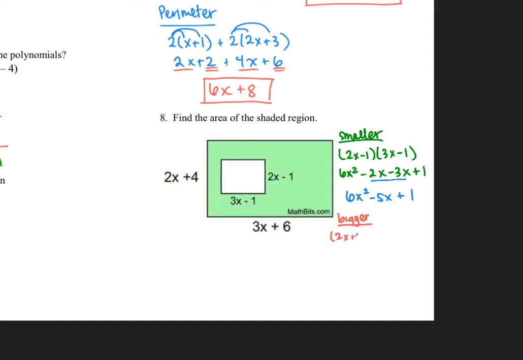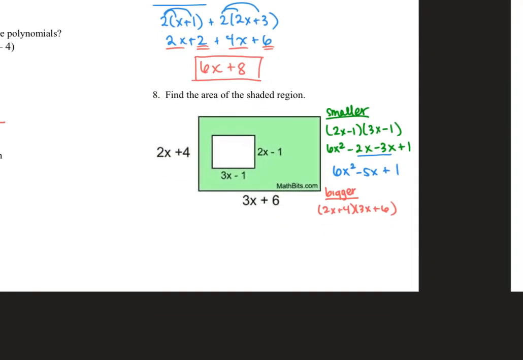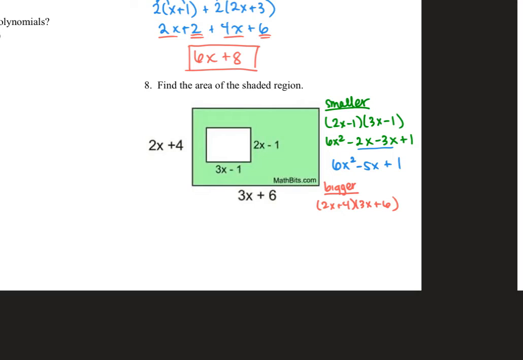So 2x plus 4 and 3x plus 6, and we're going to multiply it out. So 2x times 3x is 6x squared. 2x times 6 is 12x. 4 times 3x is 12x. And 4 times 6 is 24. All right, now we combine like terms in the middle. So I have 6x squared plus 24x plus 24.